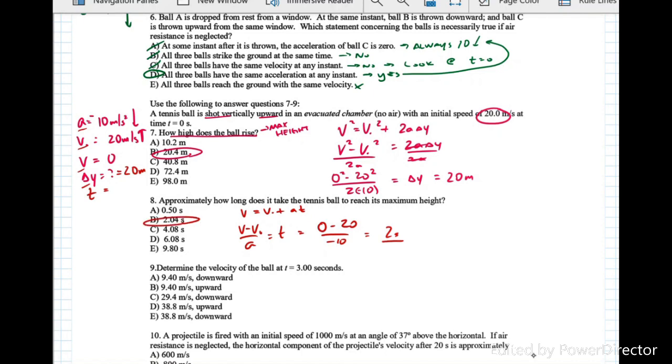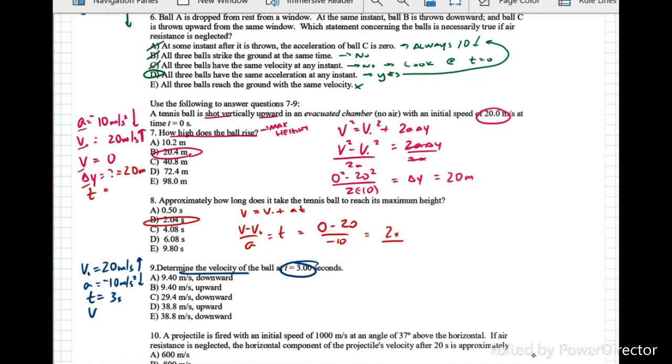Question 9, determine the velocity of the ball at time equals 3 seconds. Since we're no longer at 2 seconds like we were before, we need to start over with what we know. The ball is shot upward into the air with a speed of 20 meters per second up. The acceleration is 10 meters per second squared down, so it's negative. I know that the time is 3 seconds.